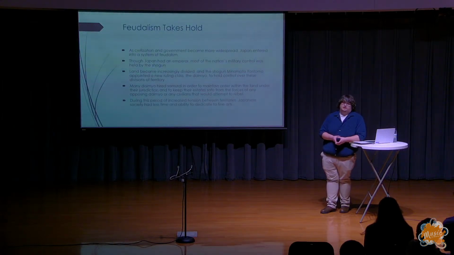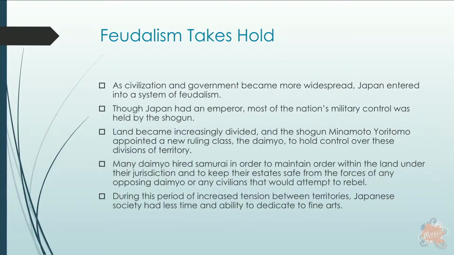A shogun is essentially just a military leader. You can think of it as kind of a not quite a warlord, that may be the wrong term, but just somebody who's in control of most of the military power. Land became increasingly divided, just getting smaller and smaller divisions, and the shogun at the time, Minamoto Yoritomo, appointed a new ruling class, those being the daimyo. You can think of an English earl or lord or duke even, that would hold control over divisions of territory handed out to these daimyo by the shogun.